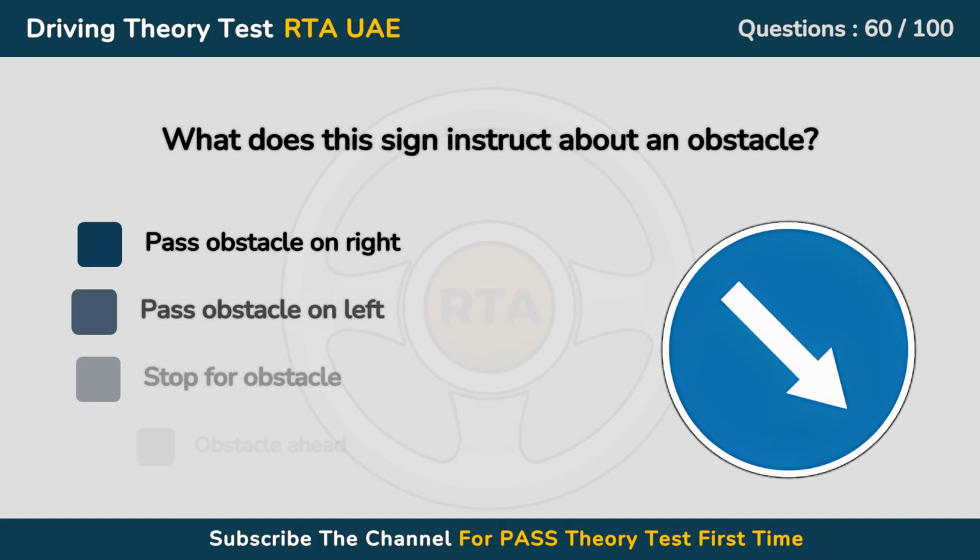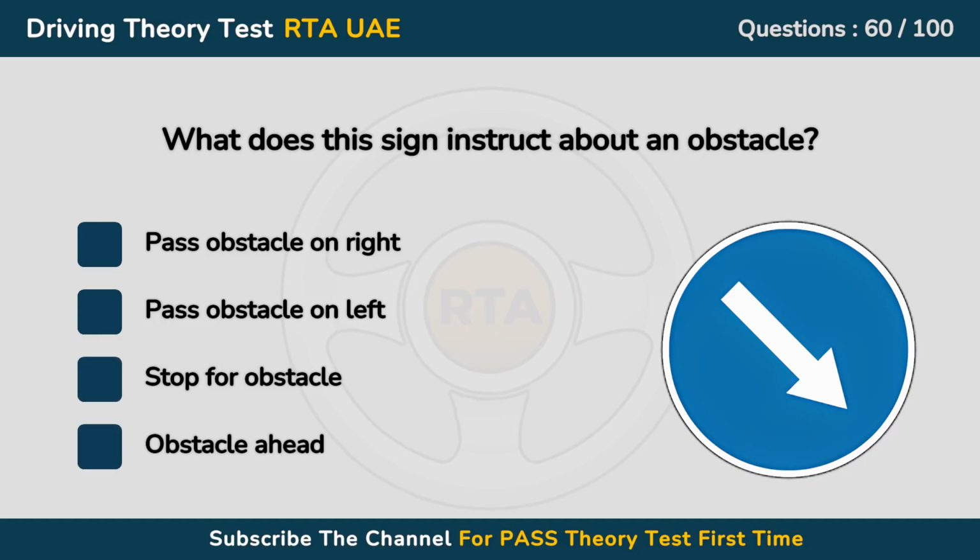Question 60. What does this sign instruct about an obstacle? A. Pass obstacle on right. B. Pass obstacle on left. C. Stop for obstacle. D. Obstacle ahead.